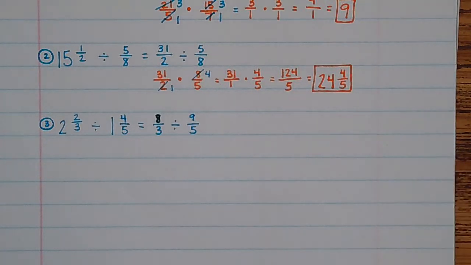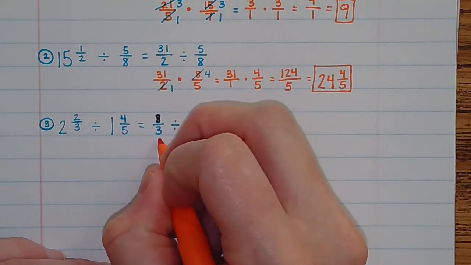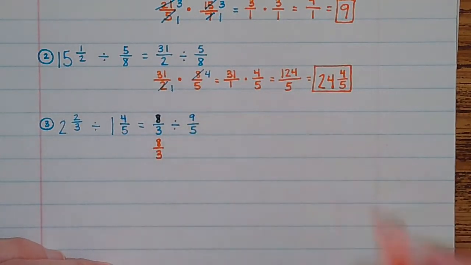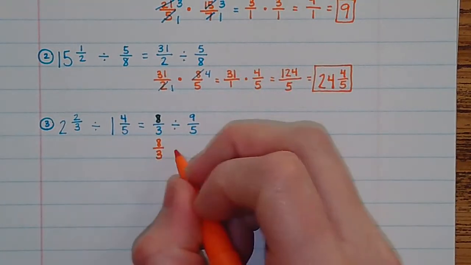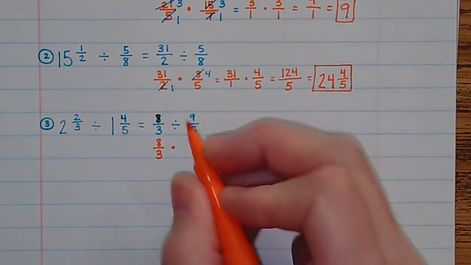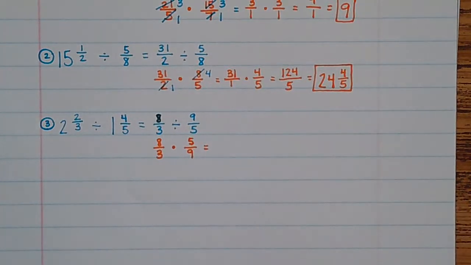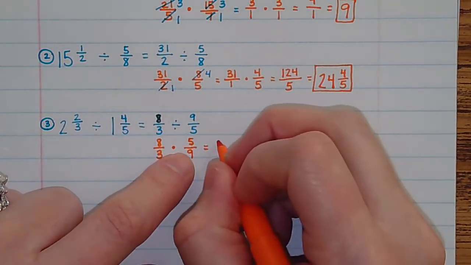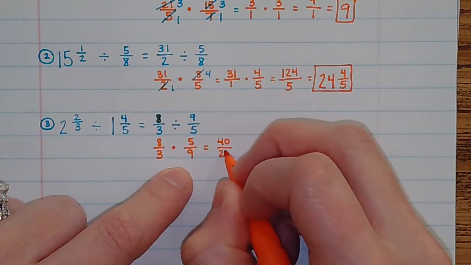Now I need to keep, change, flip. Well, what am I going to keep? I'm going to keep this first fraction the same. So 8/3 is not going to change. Then I'm going to take my division sign and change it to a multiplication sign. And then I flip my second fraction. So instead of being 9/5, it is now going to be 5/9. Okay? Unfortunately, once again, there's nothing I can cross cancel. So I go straight across. 8 times 5 is 40. 3 times 9 is 27.